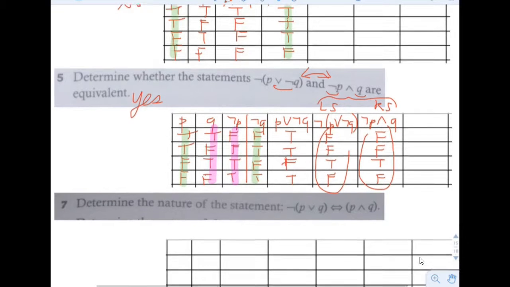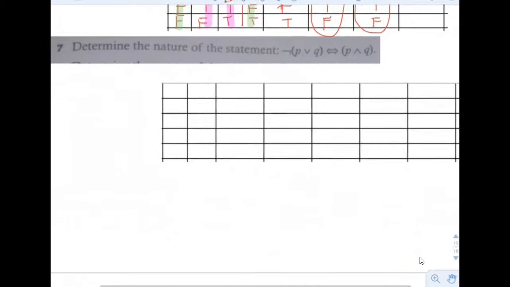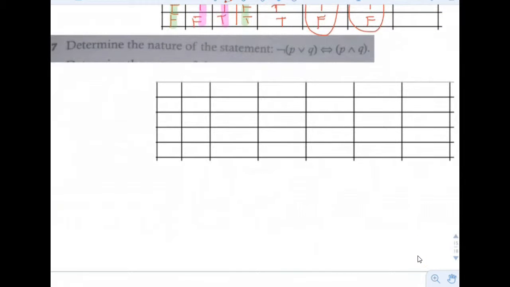Okay. Number 7, determine the nature of the statement. Not P or Q is equivalent to P and Q. Okay, so we're going to put P and Q, and we're going to say true, true, false, false for P, and we're going to put true, false for Q. And then we're going to say, okay, let's evaluate P or Q, because that's what we need here. And then we'll take the not of that to evaluate the left side.